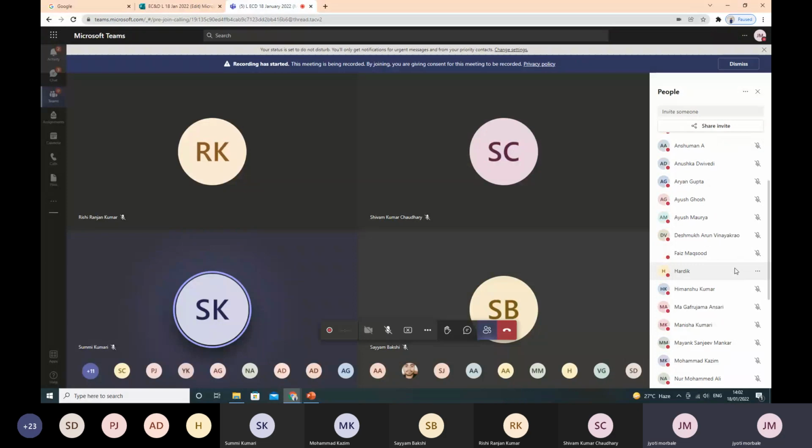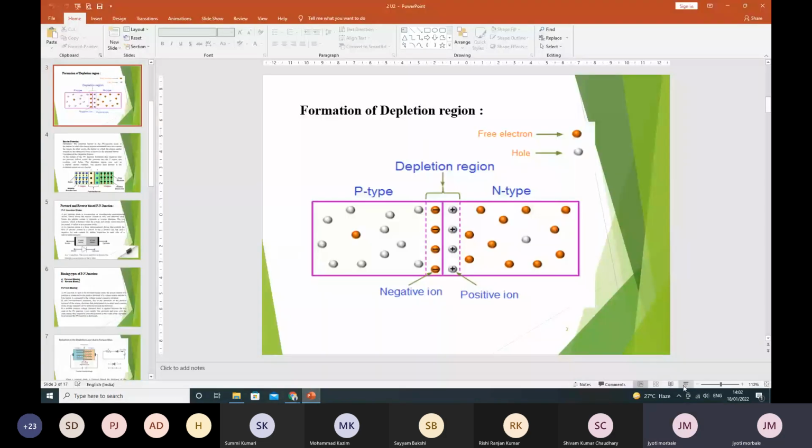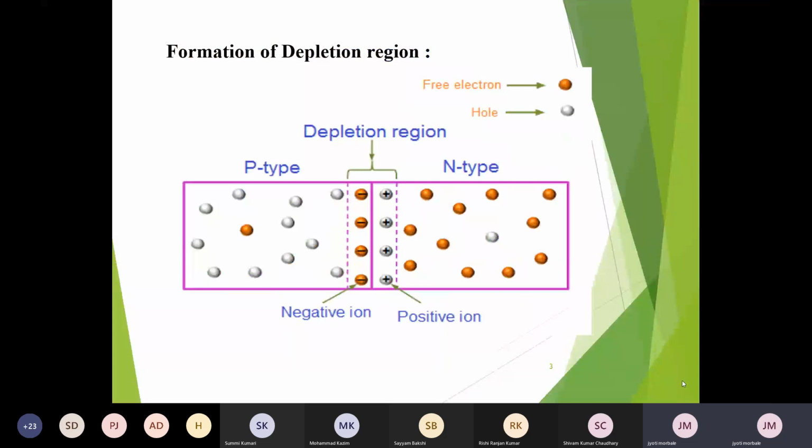So the electrons and the holes which are very close to the junction actually recombine with each other and form the ions. In N type, positive ions are created because electrons are called donors, and as the holes accept the electrons, they create the negative ions. Remember, the ions are immobile in nature.